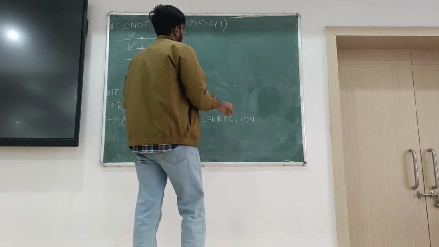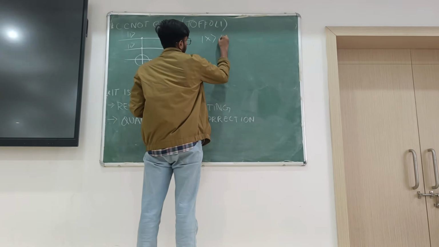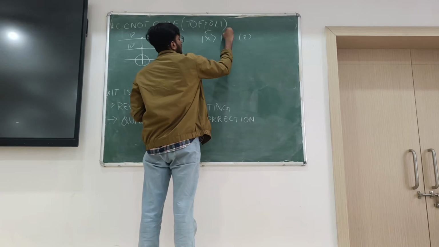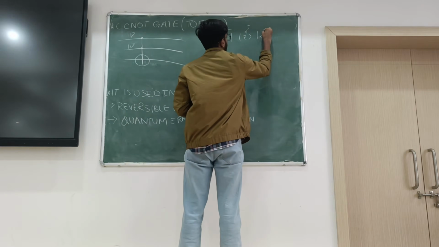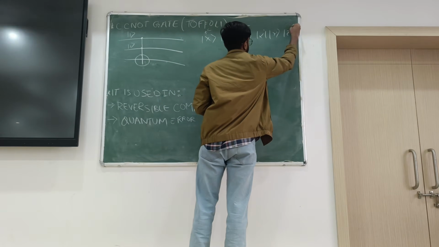Let me give you some examples for it. For example, we are going to make a truth table for it. X, Y and Z. These are our control bits and this is the target bit. What would be the output? X dash, Y dash and Z dash.